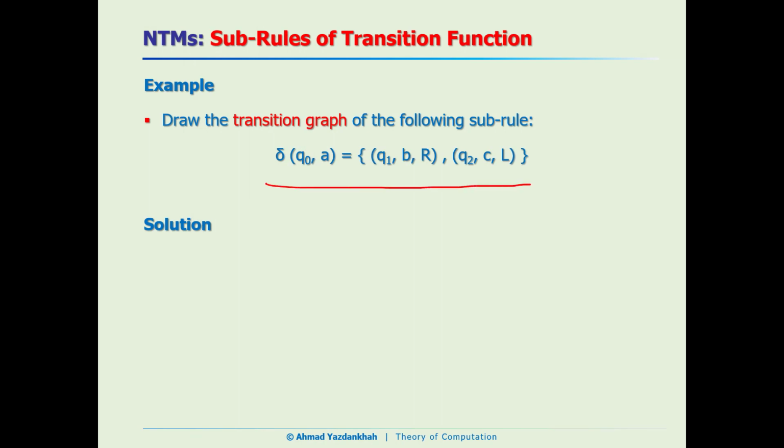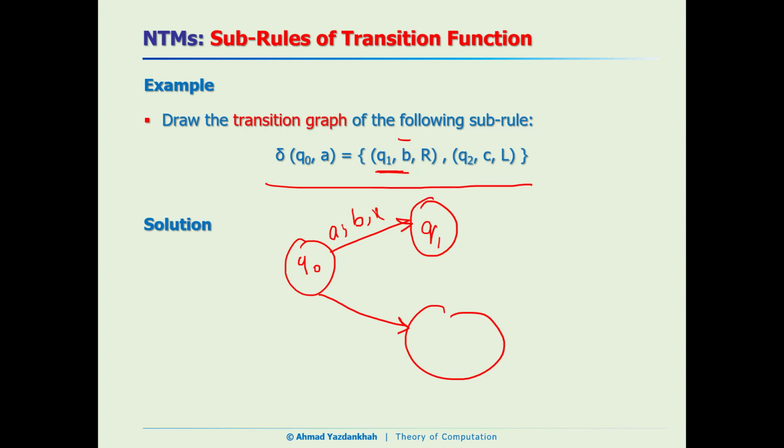The example is asking you to draw the transition graph for this subrule. It's very easy. It means that if it is A, change it to B, go to the right and go to Q1. And the next one is saying that if it is A, change it to C, go to the left and transit to Q2.